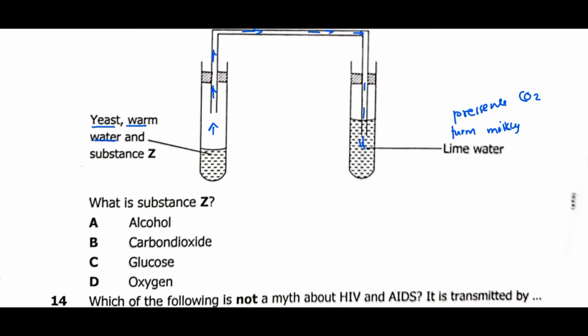So what substance can be combined with yeast and warm water to produce carbon dioxide? The answer here is just glucose. Why? We know that if we react glucose plus water plus yeast, this will give us the alcohol. So this is a fermentation process plus the gas carbon dioxide, and this carbon dioxide is the gas that is now making the lime water change into a cloudy solution.